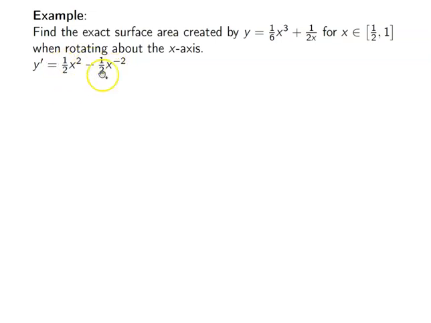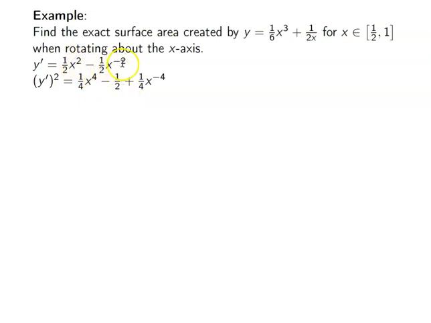So if I square this, it's a binomial, it's just a perfect square. I square the first term, 1/4 x to the fourth. I square the last term, 1/4 x to the negative 2 times 2, so x to the -4. And for the middle term, I just multiply these together and I double it. 1/2 times 1/2 is 1/4, times 2 gives me 1/2.